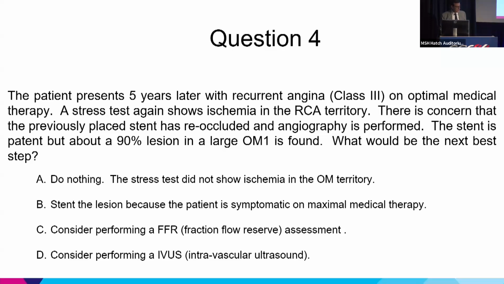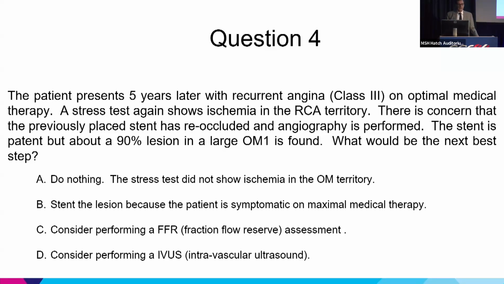A, do nothing, because the stress test did not show ischemia in the OM territory. B, stent the lesion because the patient is symptomatic on maximal medical therapy. C, perform FFR. And D, perform intravascular ultrasound.